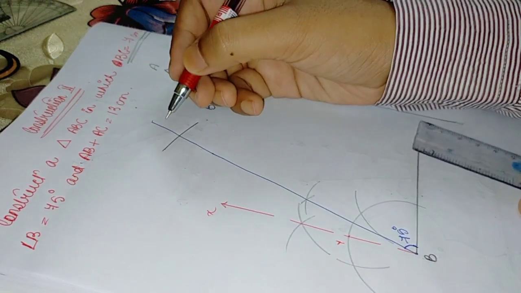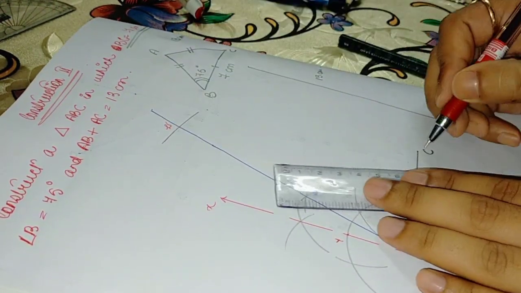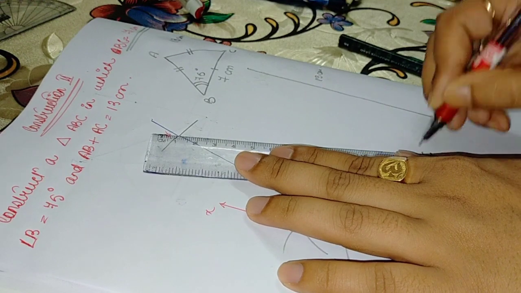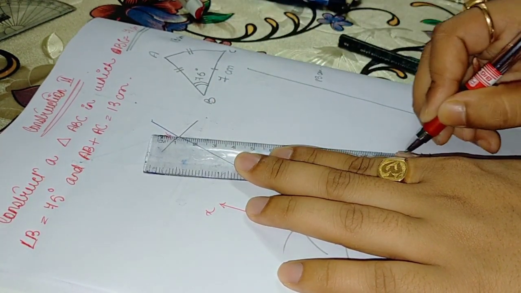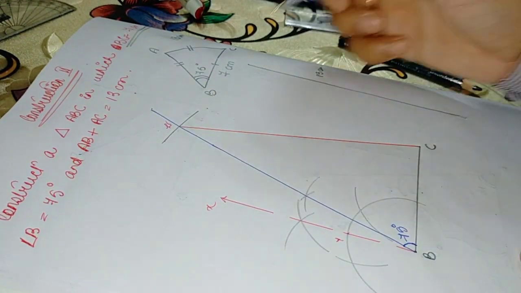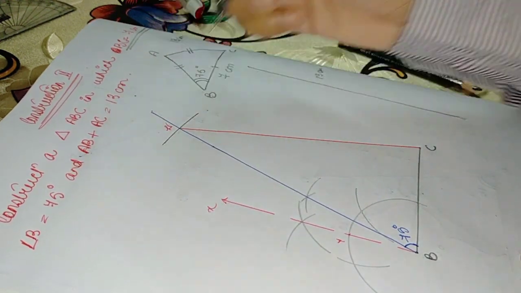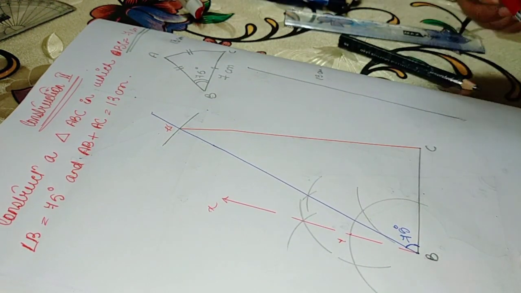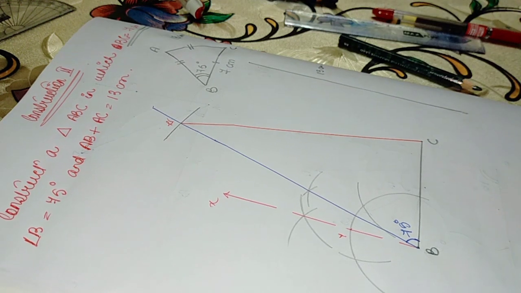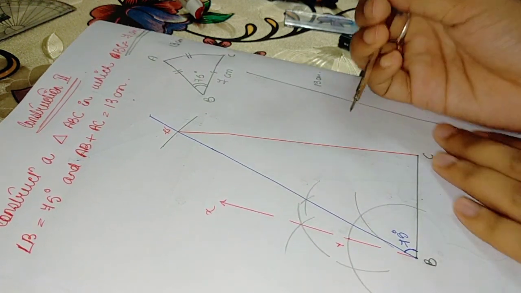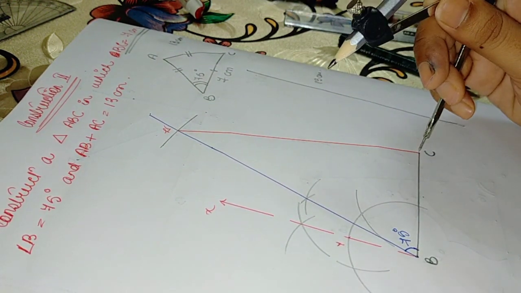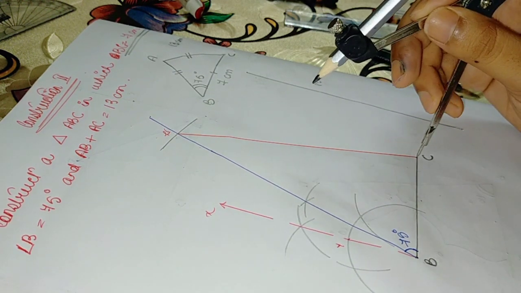You can mark this point, say for example Z. I'll join both of them. Can you see where I have joined? How have you joined? Z, C, CZ. I have joined CZ. Now what will be my next step? I'll place my compass at C.